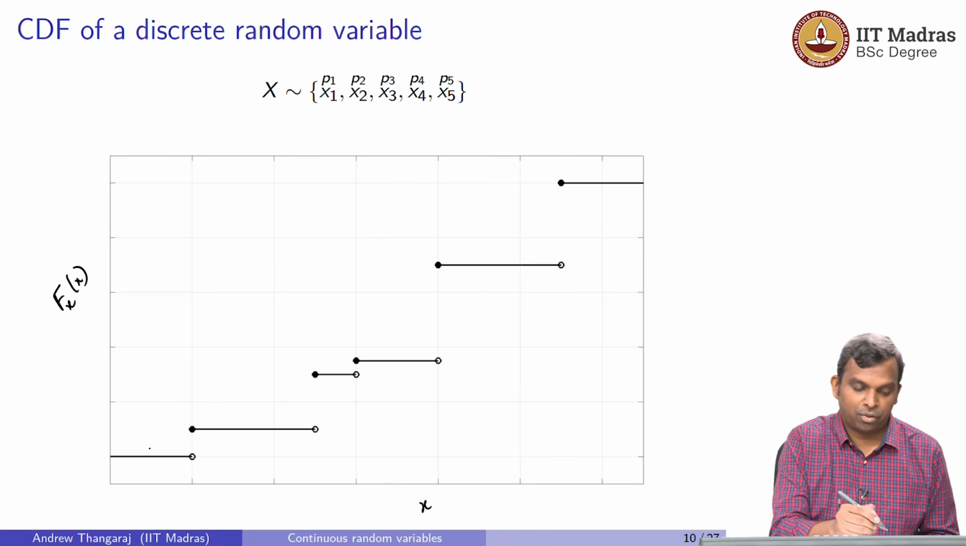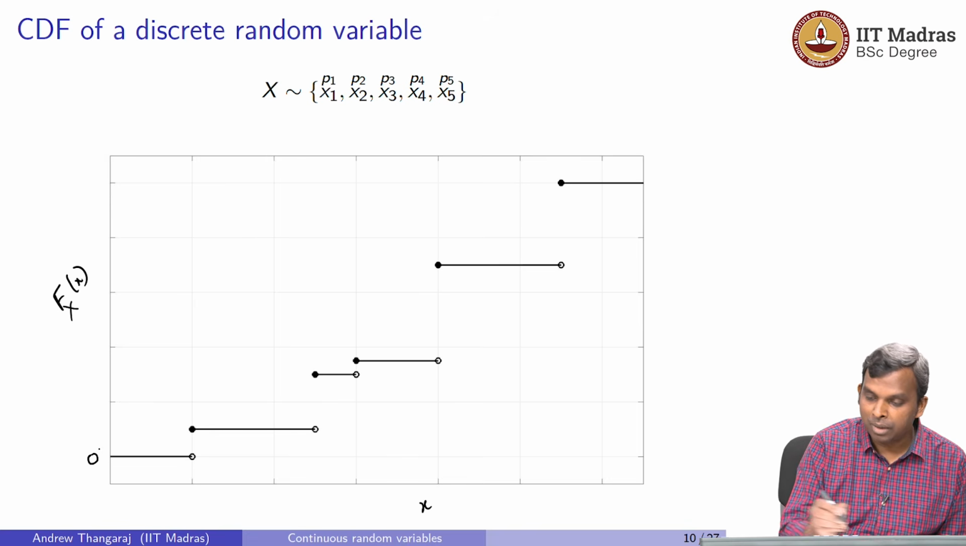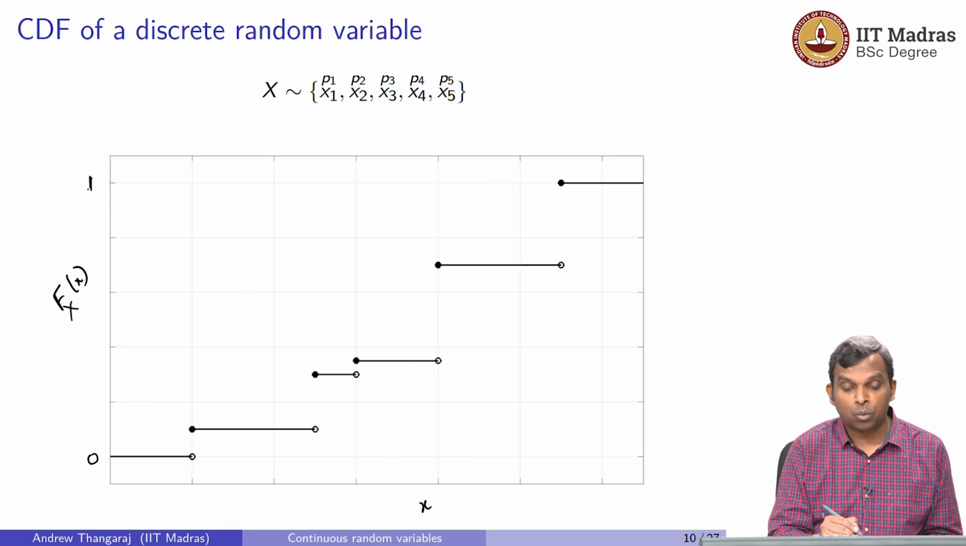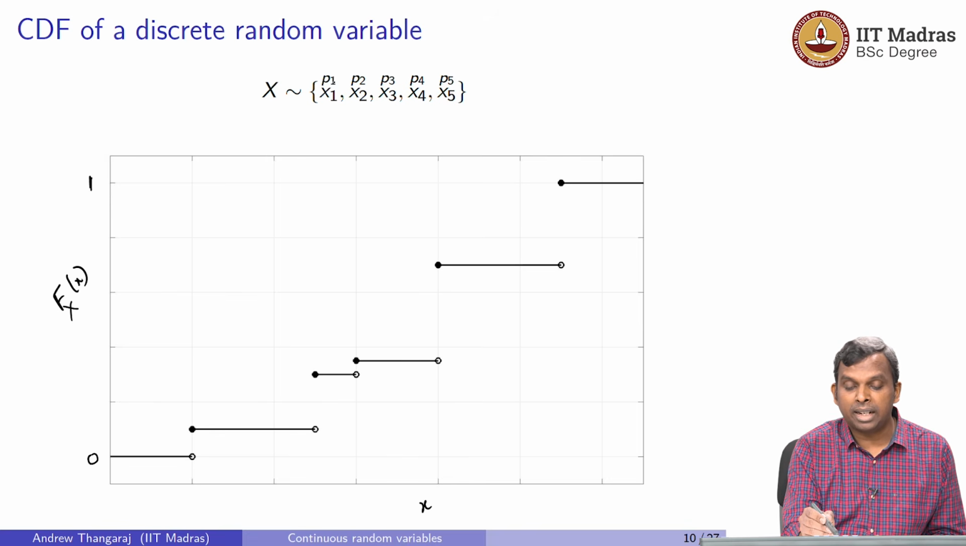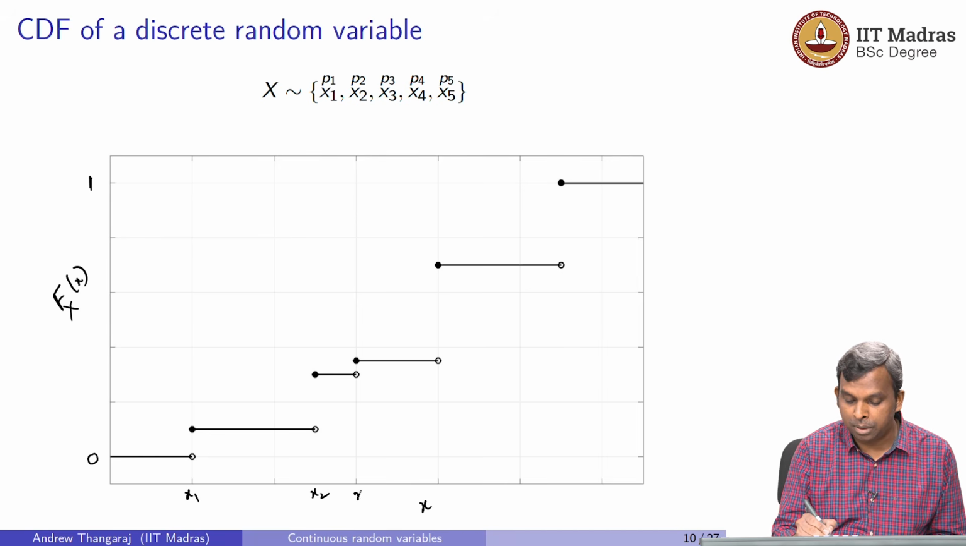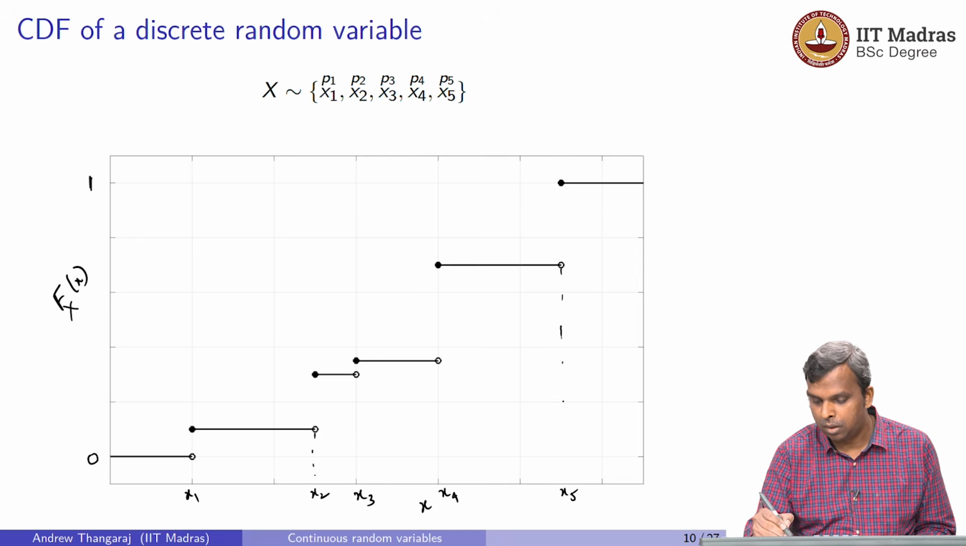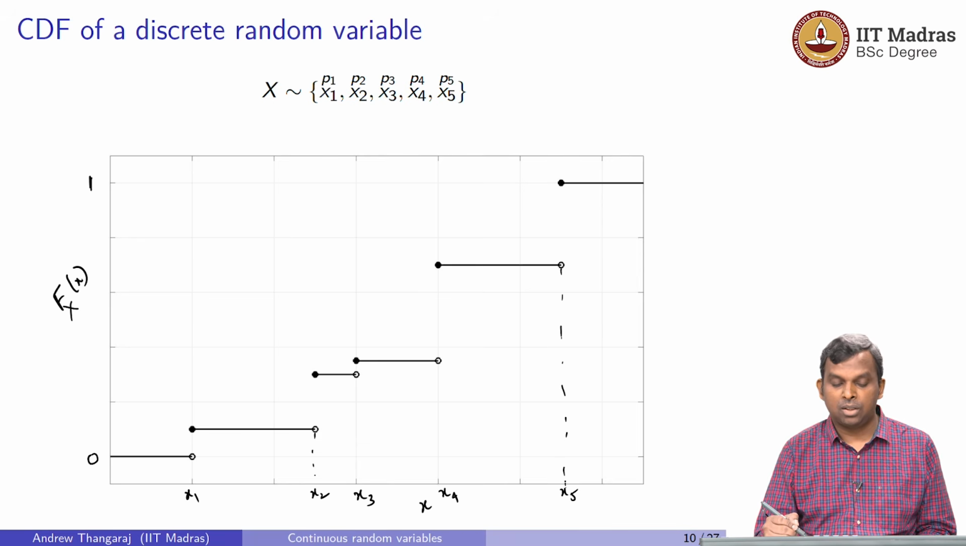If this is the CDF, I've made a mistake here, let's put capital X there. If this is the CDF, how would we go about labeling this? We know that it starts at 0 and ends at 1, and the random variable takes value x1 with probability p1. So wherever the jump occurs, it had better be x1. This jump occurs here, x2, this jump occurs here, x3, this jump occurs here, x4, and this jump occurs here, it's x5, right? So maybe I should draw dot dot dot here to show where that comes from. So that's easy enough to see.